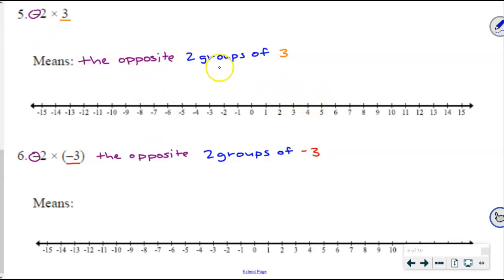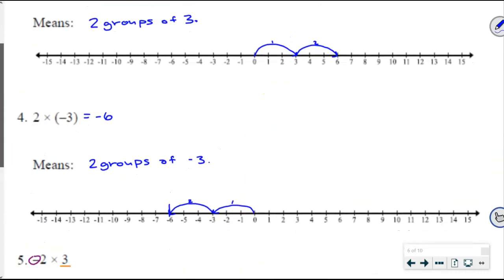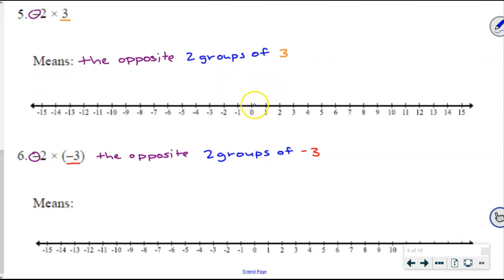Number 5, the opposite of 2 groups of 3. I can't model the opposite until I've modeled 2 groups of 3. Good news. We've already modeled 2 groups of 3, right? We model that up there. So 2 groups of 3 is first group, second group. That gets me to 6. Now I need to go to the opposite. So the opposite of a +6 is a -6. And I always label this so I know what that random arrow is. We're really showing the opposite.